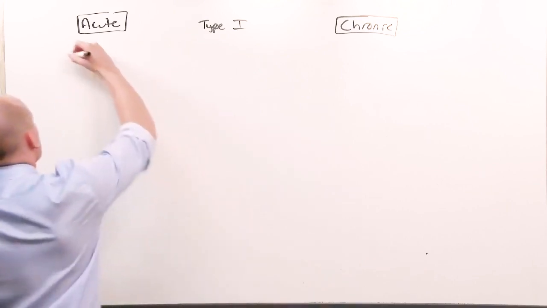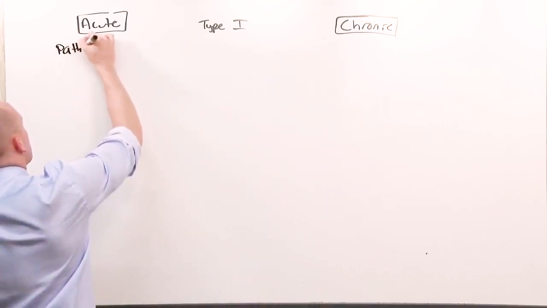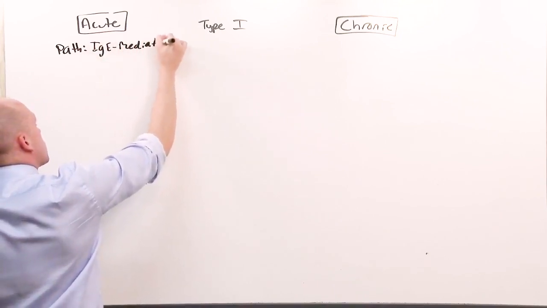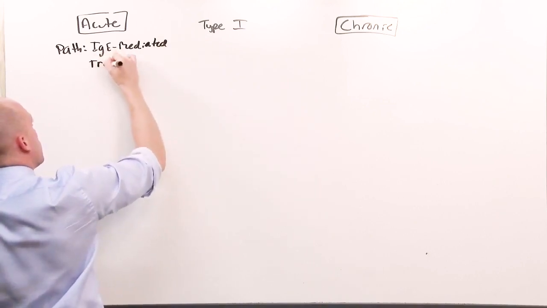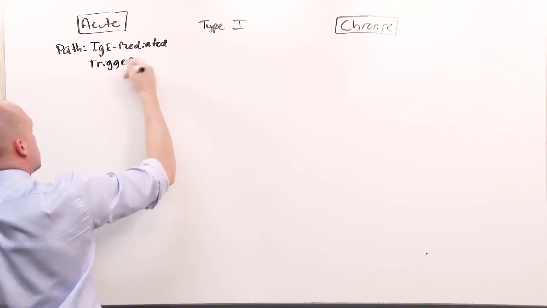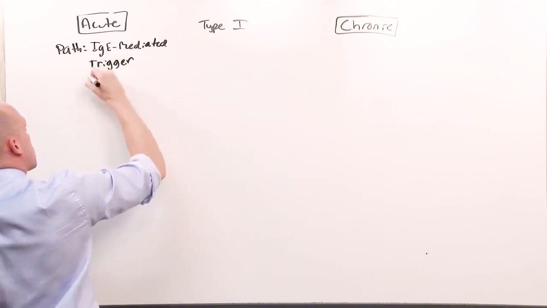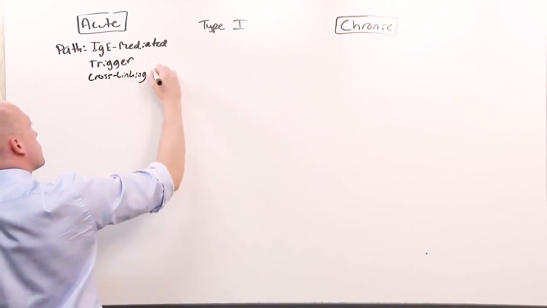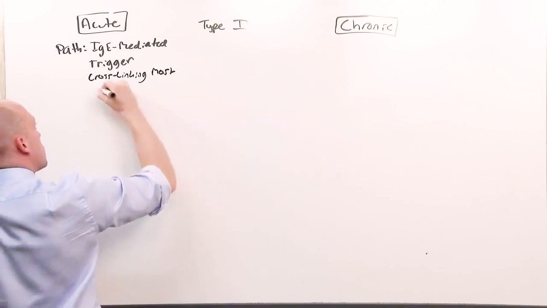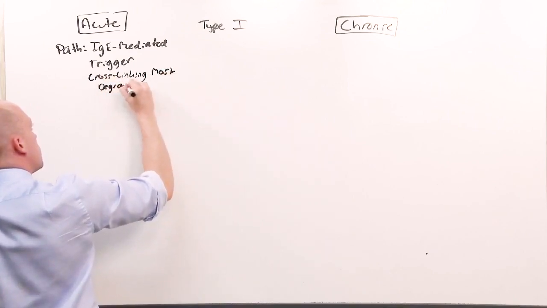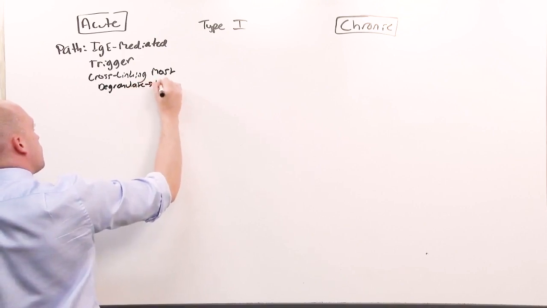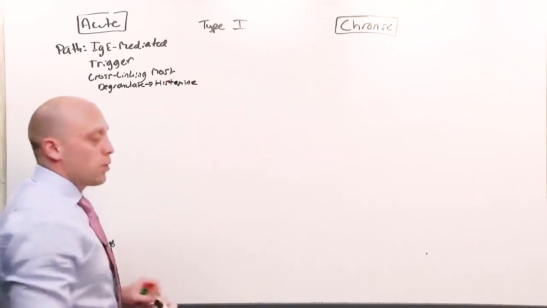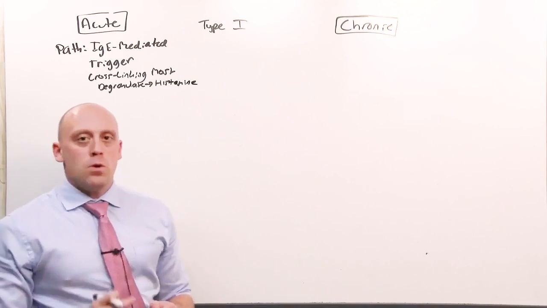So the pathogenesis is going to be IgE-mediated. That is, there will be an exposure to a trigger. It doesn't matter what that trigger is. And what you'll have is cross-linking of mast cells. And these mast cells will then degranulate, and you'll have release of histamine. And it's this histamine release that generally mediates the type 1 hypersensitivity reactions.